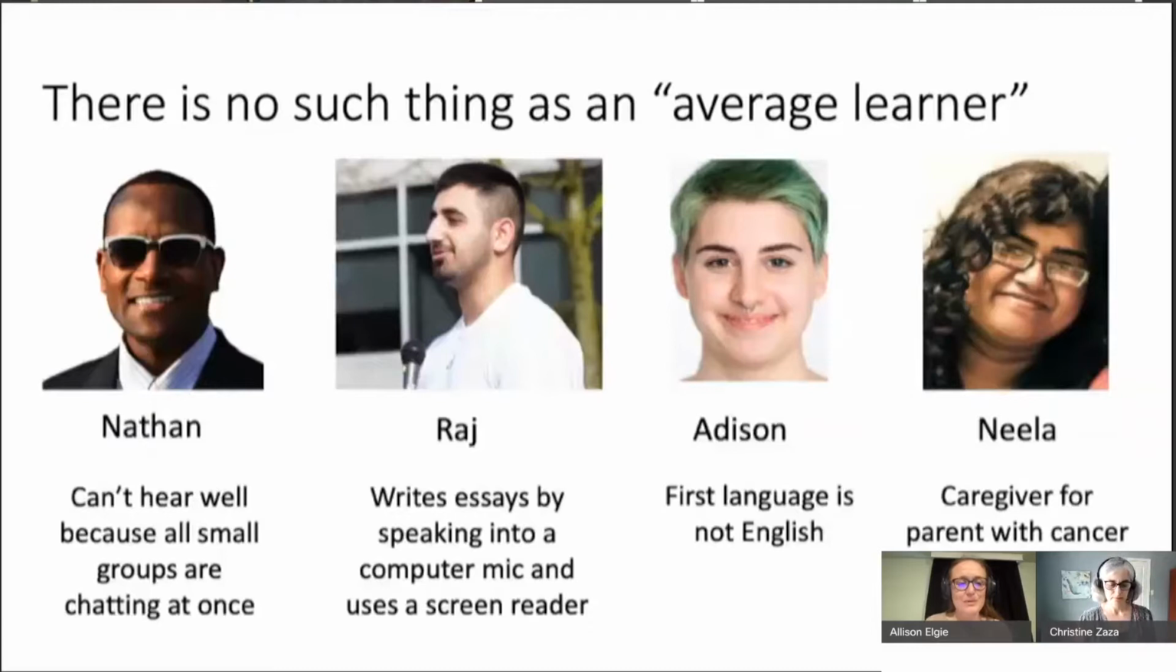So Nathan, for example, can't hear well because of small groups chatting all at once and would really benefit from having a quieter place to engage in group work. Raj writes essays by speaking into a microphone and using a screen reader. And so he would really benefit from having accessible material and designing those Word documents and PowerPoints to be accessible. For Addison, first language is not English, and therefore they would really benefit from having text available as you're speaking, even if that's in an online environment or in an in-person environment.